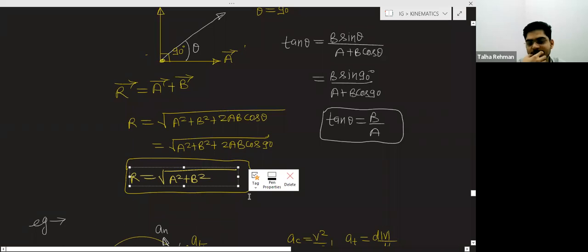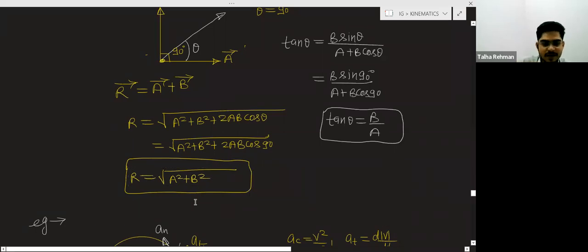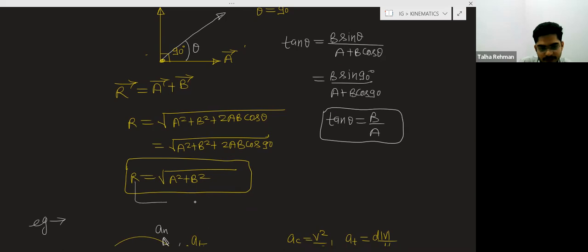And what is this r? R is the magnitude of the resultant.